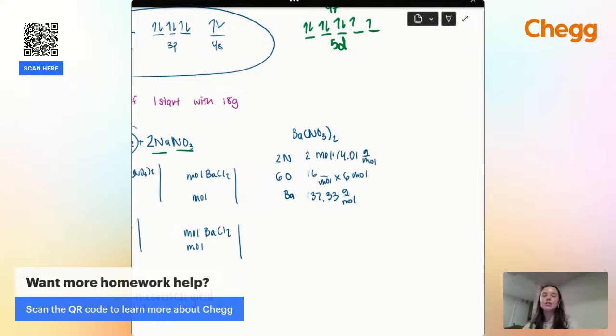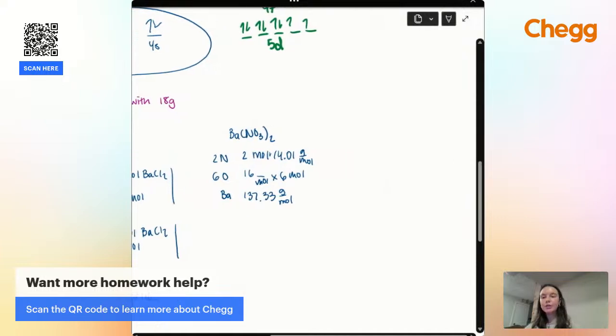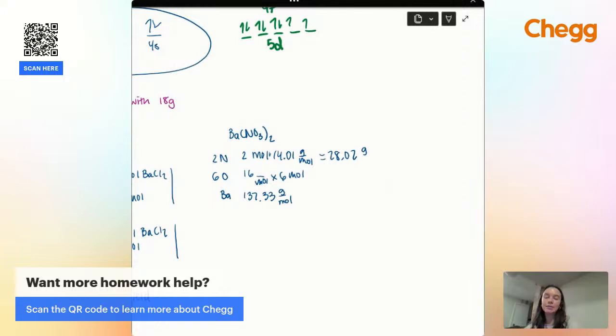Then I'm just going to do those multiplication questions. So I get 28.02 grams plus 6 times 16 is 96 grams and 137.33. I'm going to add that all together in my calculator. Y'all add along with me and let me know when you solve it.